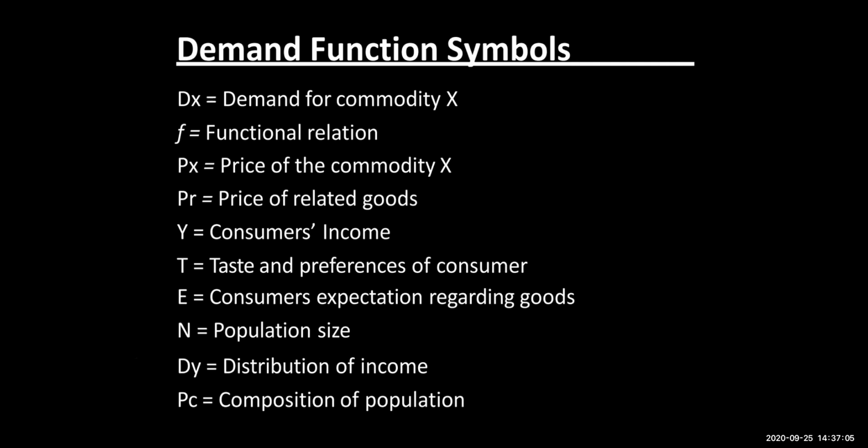Let's say, for example, if the taste and preference is in favor of the commodity, then the demand will increase. And if the taste and preference is not in favor of the commodity, then the demand will decrease. Then we have consumers' expectations regarding the goods, that is how much he is expecting the prices to increase or decrease, and the population size, distribution of income, and composition of population, which is represented with PC.